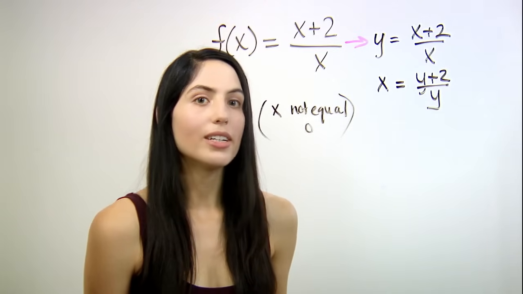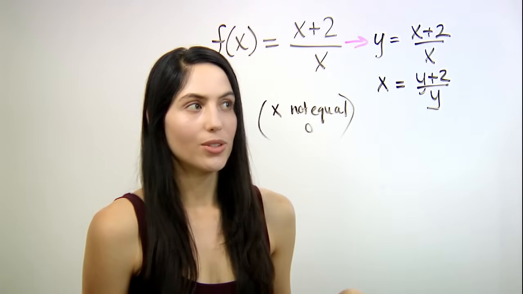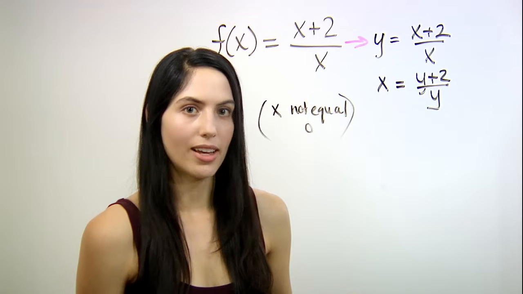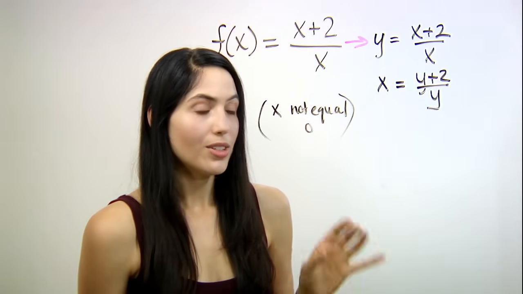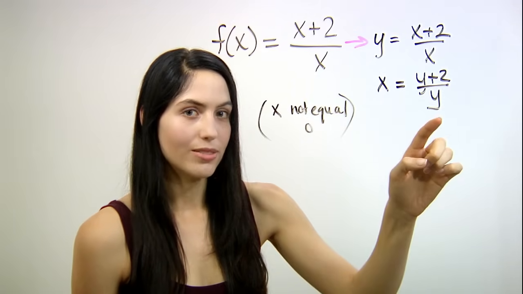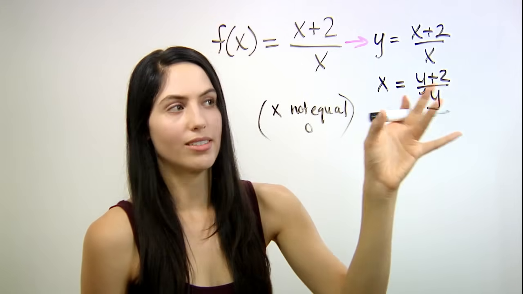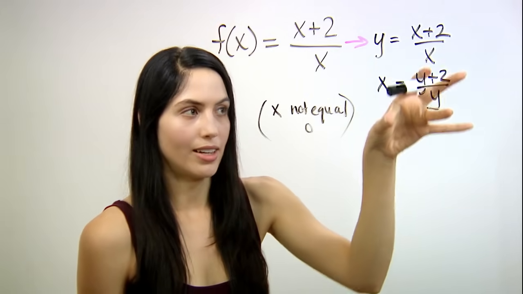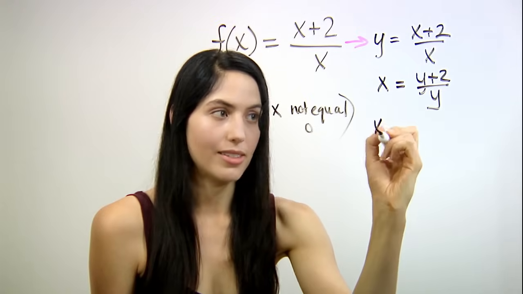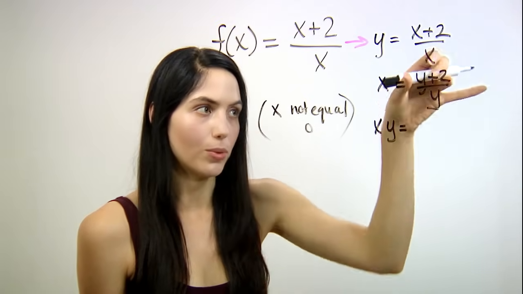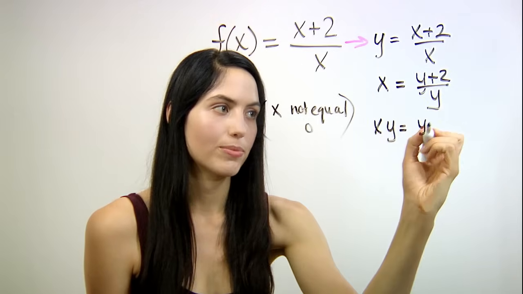Last step, you need to solve for y so that we're back to y equals with y alone on the left side. To do that, we'll need to clear this fraction. So you would multiply both sides by y to clear the fraction and then get in the next line x times y equals just y plus 2 because we've cleared the y.